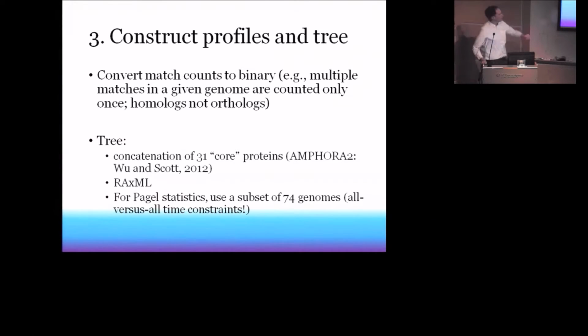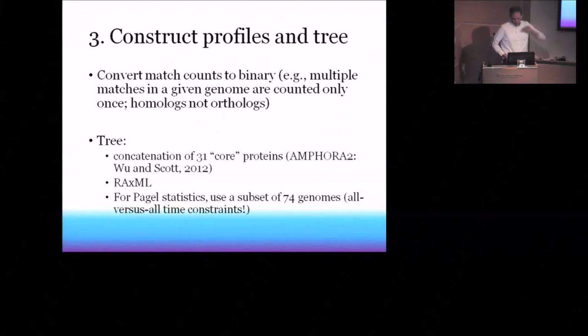That's what matters. And so we use this software package called AMPHORA2 from 2012, looking at a concatenation of 31 core proteins. These are pretty much what you might guess: ribosomal proteins, a few other bits and pieces. RAxML to build our trees. And here's something that we had to do as kind of a compromise.